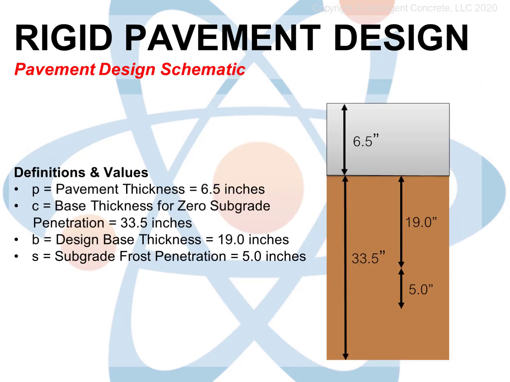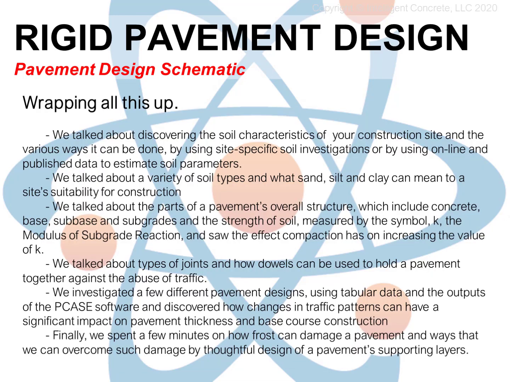This slide shows the thickness of each layer of the subbase, base, and pavement for frost protection. We have 6.5 inches of pavement. We have 33.5 inches of potential frost penetration with zero base or subbase preparation. And with 19 inches of base and subbase preparation, we have a theoretical frost penetration into the subgrade of 5 inches. We're about done here, so let's run through quickly what we've covered today.